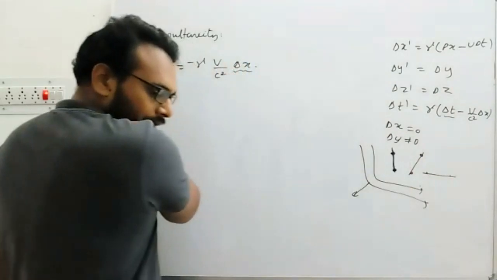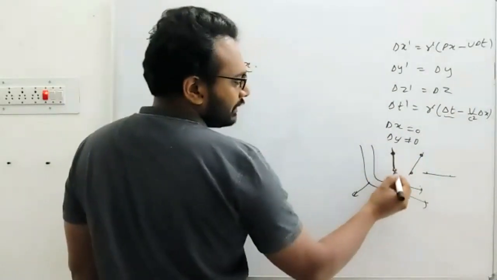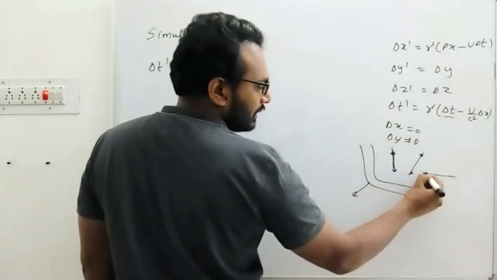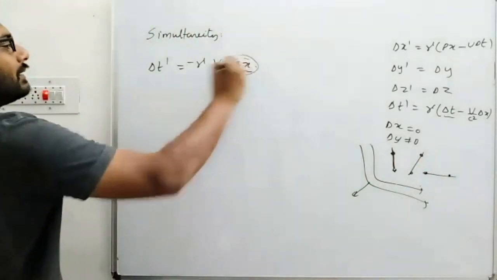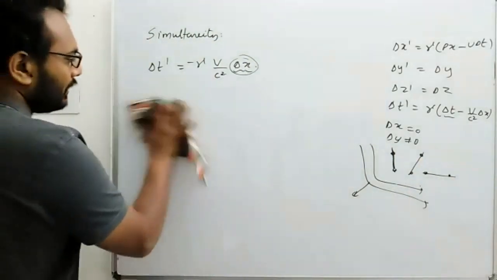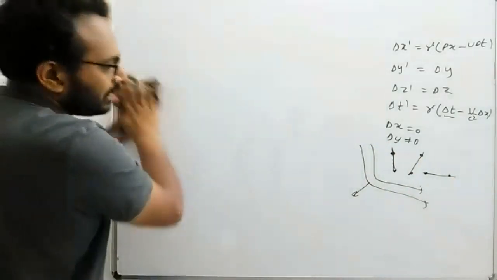These two events are simultaneous. These two are not simultaneous. These two are also not simultaneous. So you've got this delta x. If delta x is equal to 0, then they are simultaneous. If they are happening at the same point, then you don't have a problem with simultaneity.